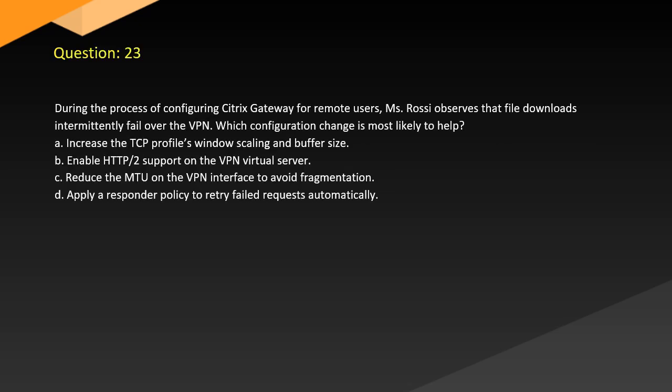Question 23. During the process of configuring Citrix Gateway for remote users, Rossi observes that file downloads intermittently fail over the VPN. Which configuration change is most likely to help? A. Increase the TCP profile's window scaling and buffer size. B. Enable caching support on the VPN virtual server. C. Reduce the MTU on the VPN interface to avoid fragmentation. D. Apply responder policy to retry failed requests automatically.